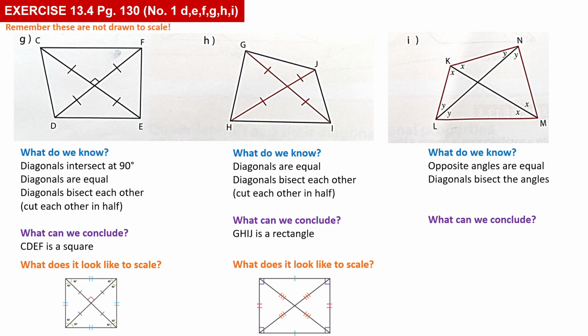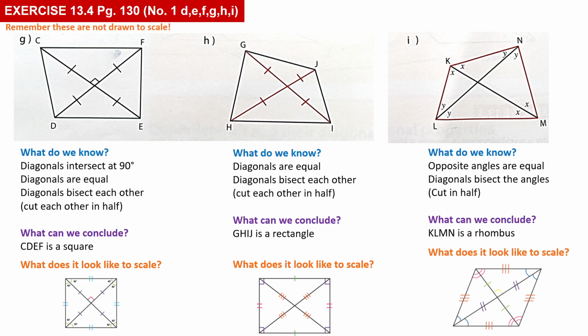We also know that the diagonals bisect the angle. So these lines in the middle, they cut the angle in half. Okay, and what can I conclude then? I can conclude that it's a rhombus, because that's what happens in a rhombus. And then if I look at it to scale, there it is to scale. So those two are equal to each other, just like Y and Y were equal to each other. There the blue angle and the blue angle are equal to each other.